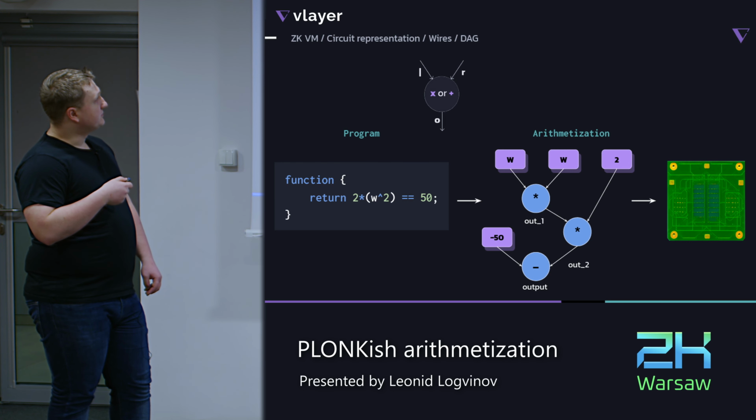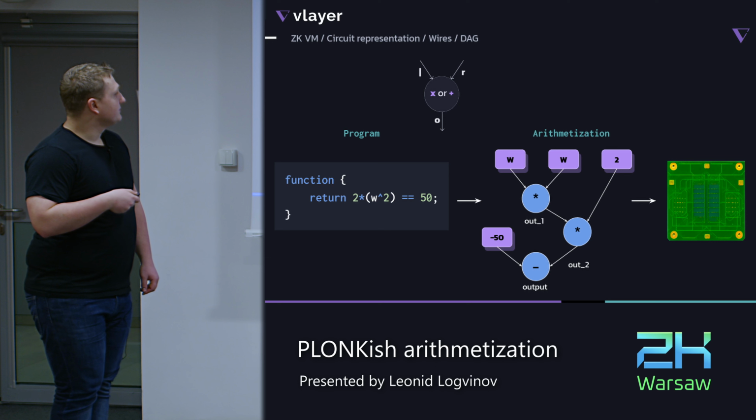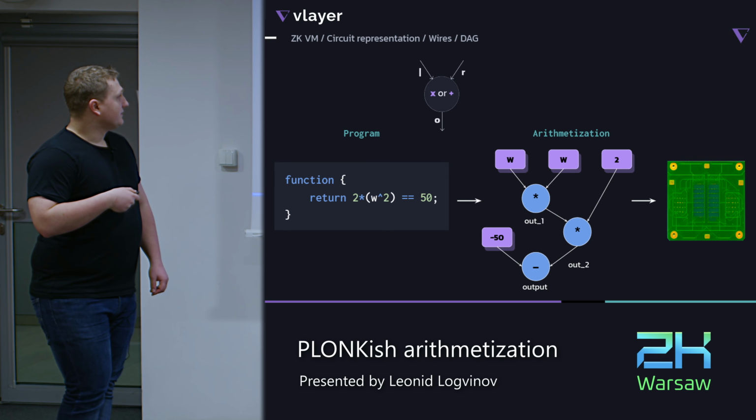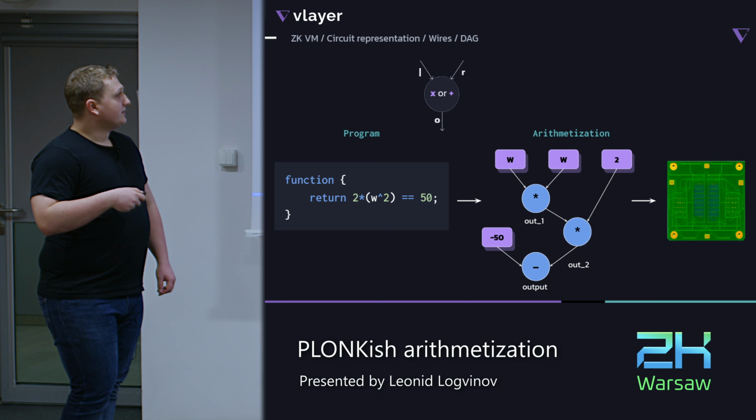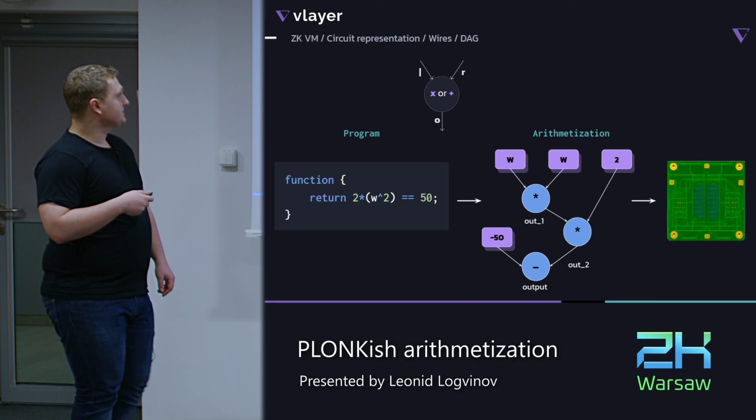So it always has the left element, the right element, and the output element. We call them wires: left, right, and output wire. And in this gate, we have the operation, which is addition or multiplication. There is a mathematical statement that says that each program can be represented as a tree, as a DAG of those gates, but we'll see later how they can actually be represented.